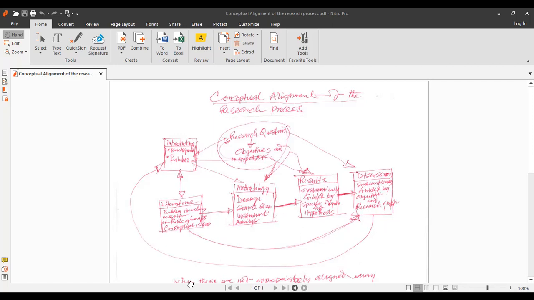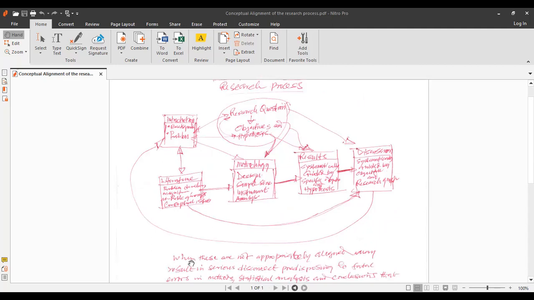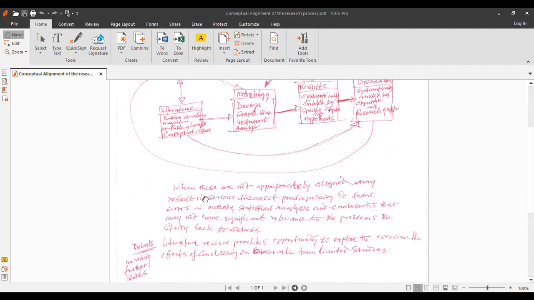So while you are discussing, you are also referring back to the problem phenomenon. Okay, so you see how the literature review is also part of your discussion, because you'll be citing similar work and consequence explanation here. So this is how you establish what we call conceptual alignment. Okay, so when these are not appropriately aligned, this may result in serious disconnection, predisposing your study to a fatal error in methodology, statistical analysis, and conclusions that may not have significant relevance to the problem phenomena that the study seeks to address.